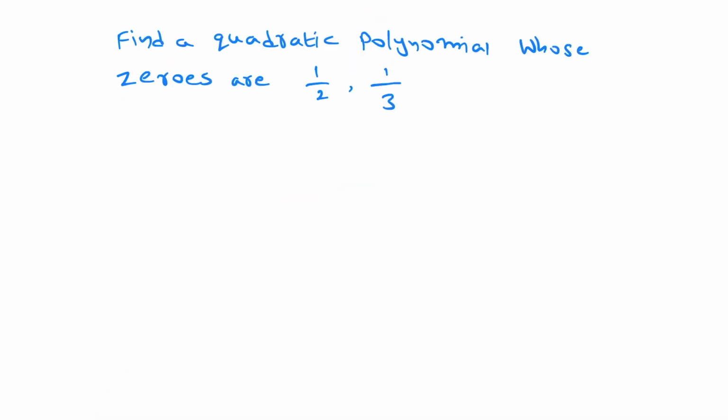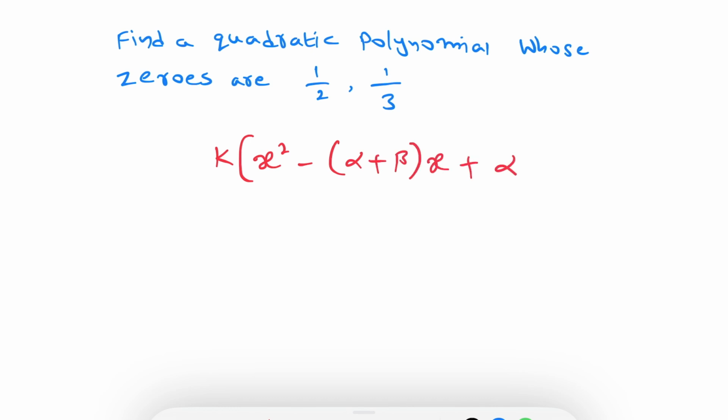Find a quadratic polynomial whose zeros are 1 by 2 and 1 by 3. To find a quadratic polynomial when zeros are given, or else when the sum and product of the zeros are given, the formula is k into x square minus (alpha plus beta) into x plus alpha beta. So he said very clearly that these are zeros, right? So one we will be taking as alpha and another I am taking as beta.